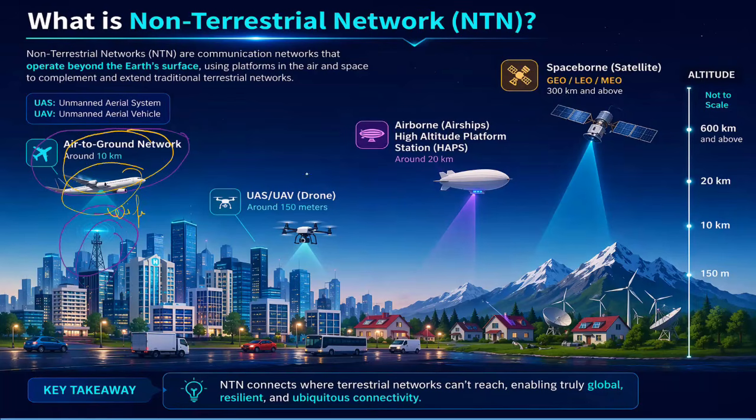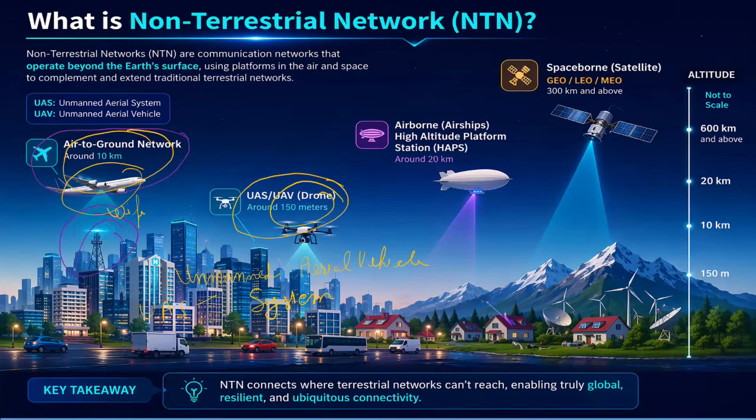Then you have these drones and UAV. So what is UAV? UAV is basically unmanned aerial vehicle. And what is UAS? This is unmanned aerial system, right? So close to the ground, we have drones operating at around 150 meters.